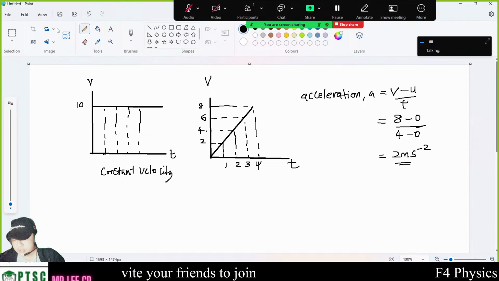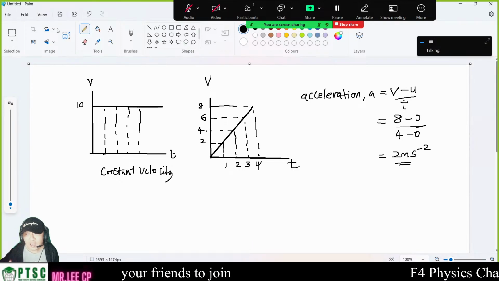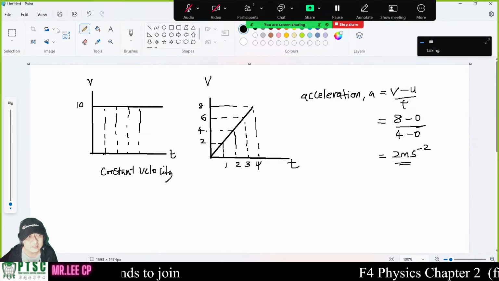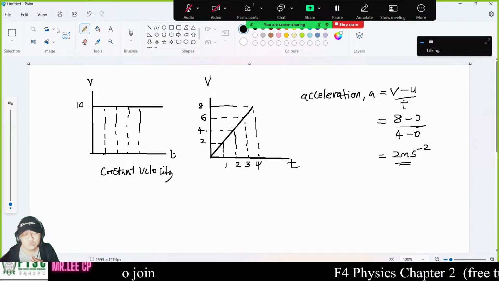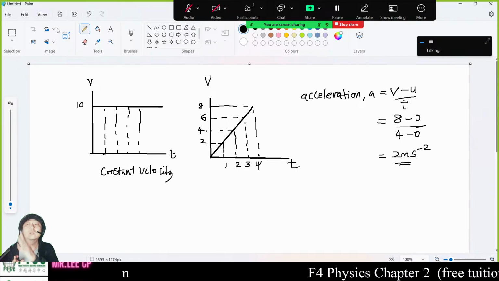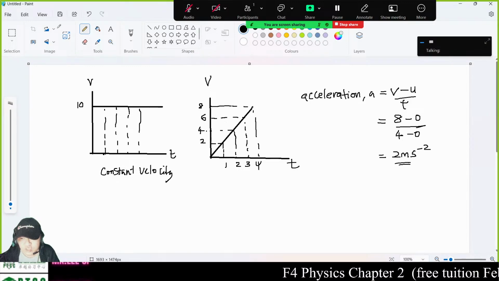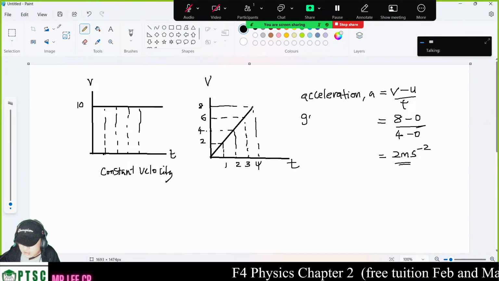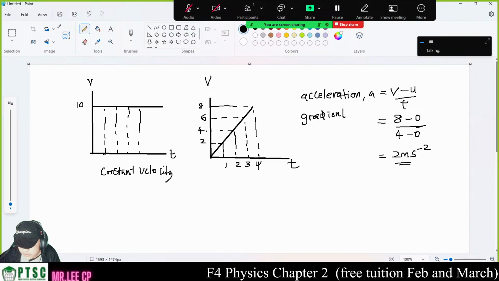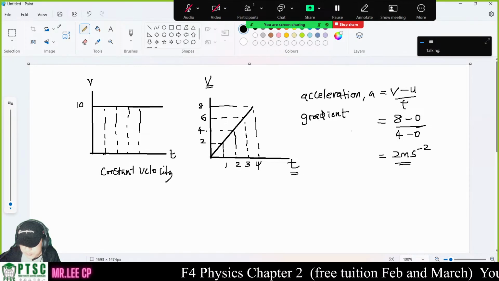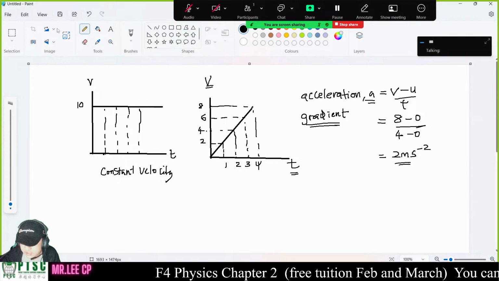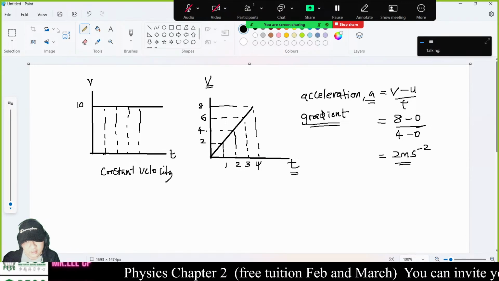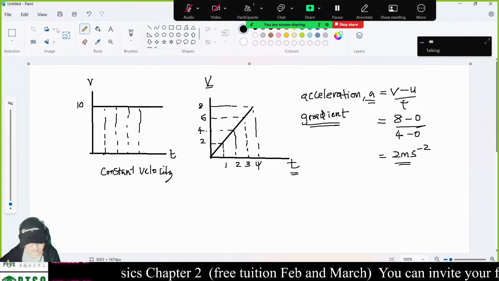What does that mean? Every second, your velocity increases by 2. So you are accelerating with 2. Your velocity is increasing: every second increase 2, increase 2, increase 2. The gradient of the velocity time graph is acceleration. Okay? Velocity time graph, the gradient is acceleration.